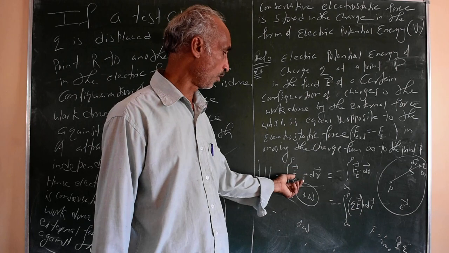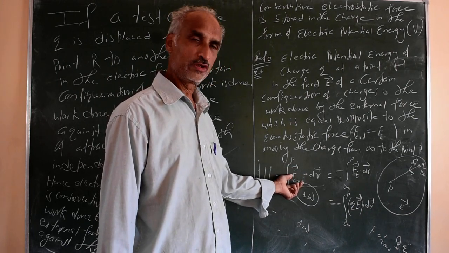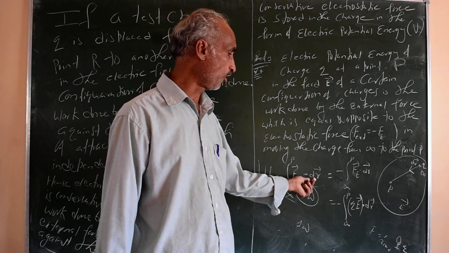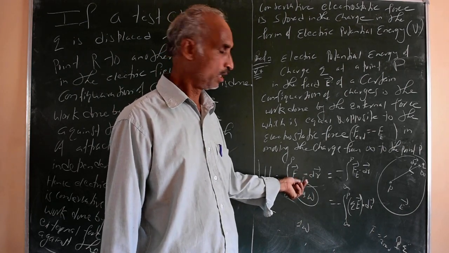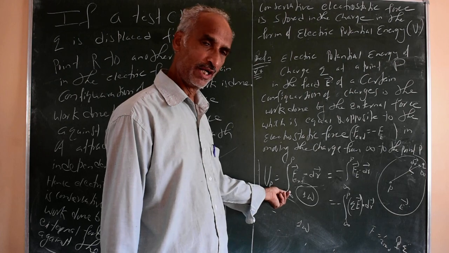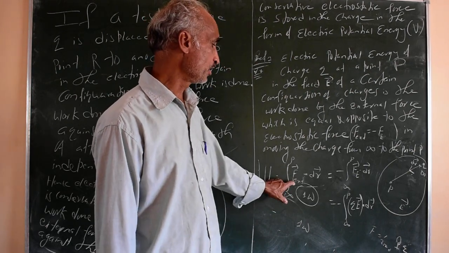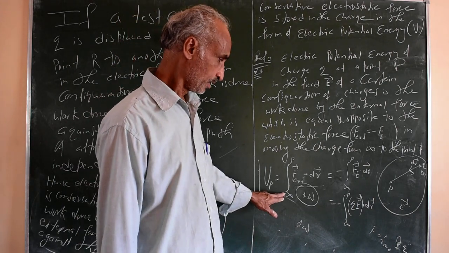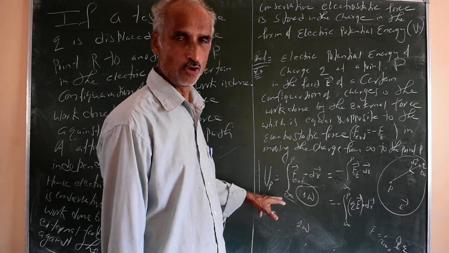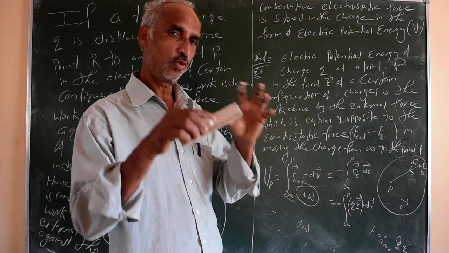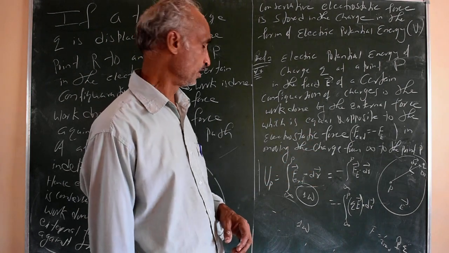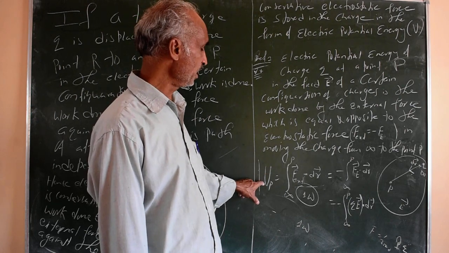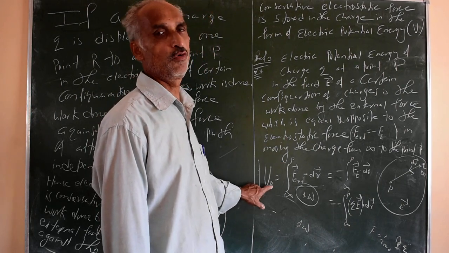What is the small work done formula? F external, the externally applied force, dot dr bar is the small work done formula. Such small work done is added by integration, because the force is variable. So you get the total work done. The total work done is stored in the charge in the form of potential energy. That potential energy is denoted by U, and the potential energy at the point P is therefore U_P.